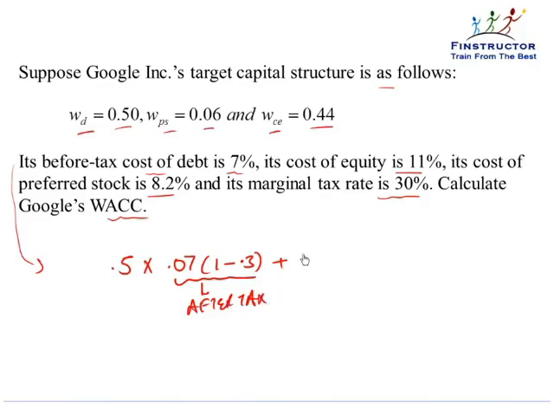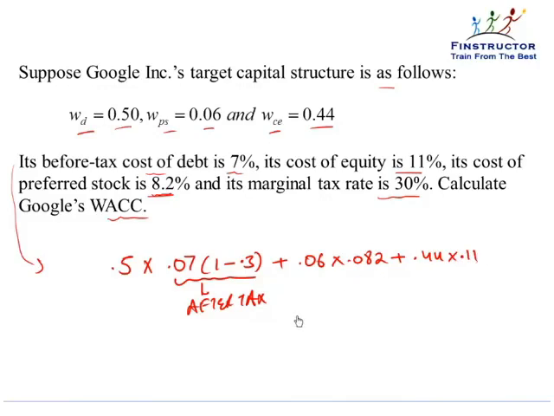because debt gives a tax shield, plus 0.06, that is the weight of preferred shares into the cost of preferred shares. Please note, they are more expensive than the debt because there is no fixed maturity and it's higher risk than debt. And the most expensive source of financing would be common equity, which has a 44% weight and costs 11%.